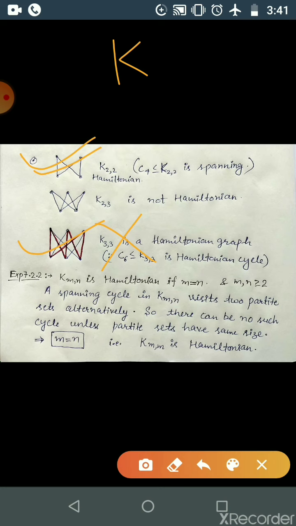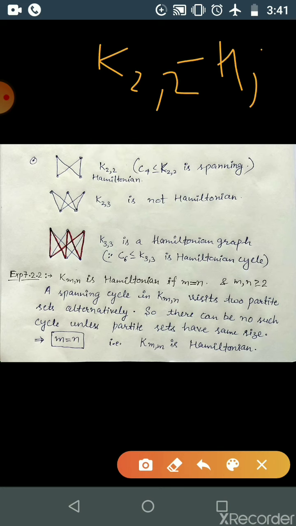Okay, so you can say K22 is a Hamiltonian as well as Eulerian graph, K23 nothing, K23 is not Hamiltonian, not Eulerian.